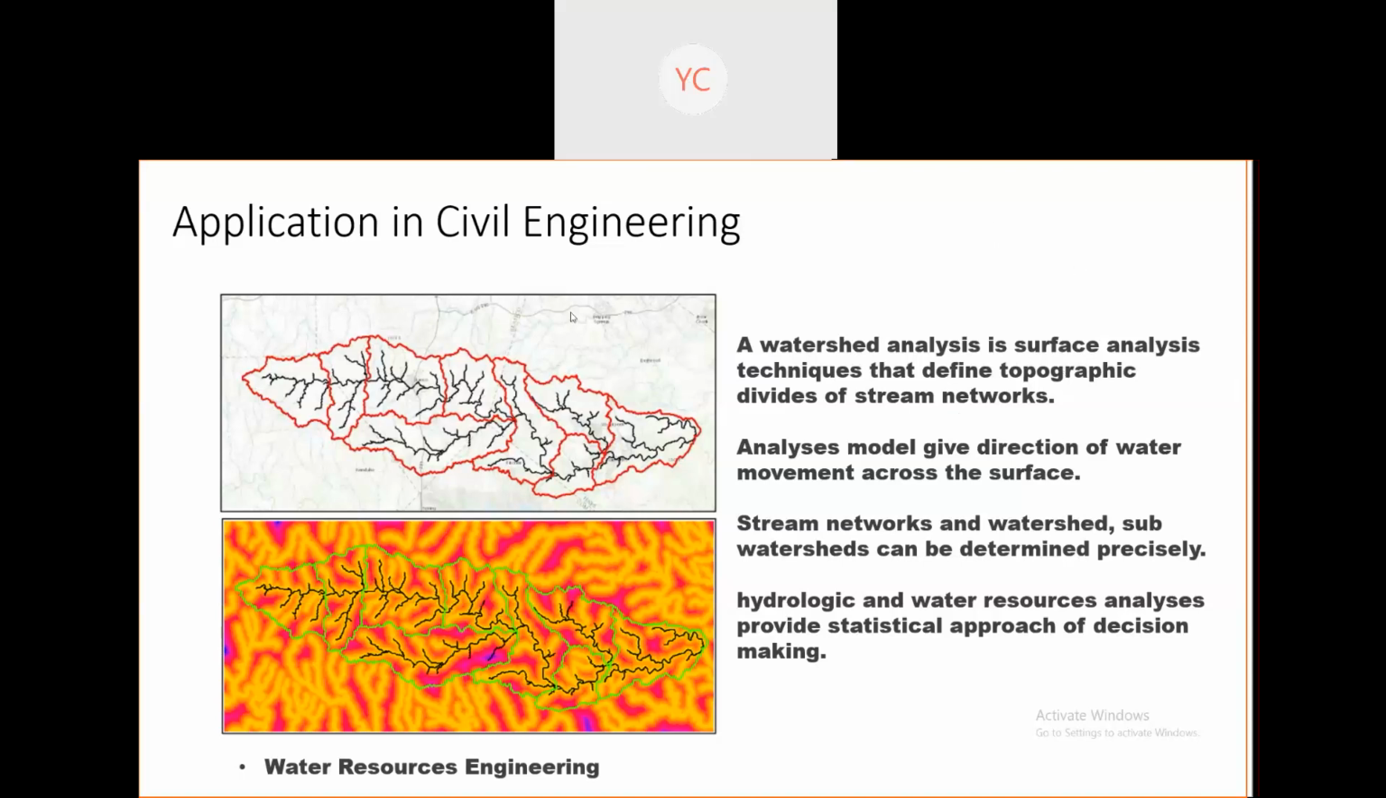Basin is a land area drained by a river and its tributaries. Okay, so to some extent this is true.